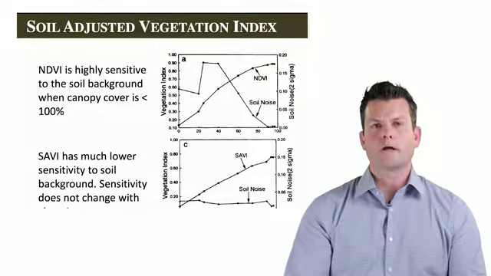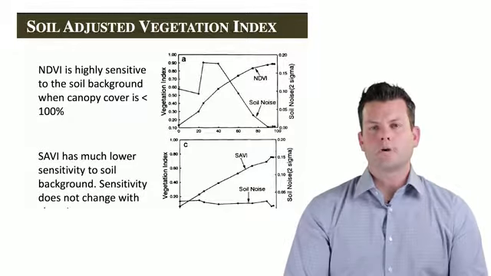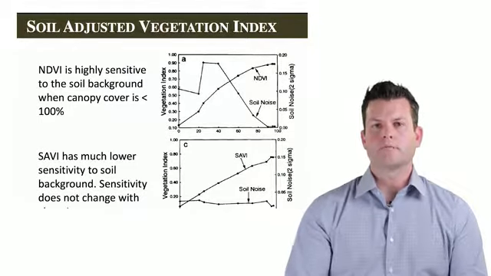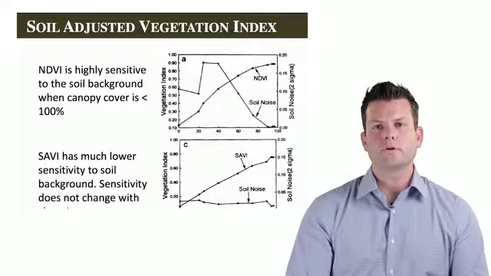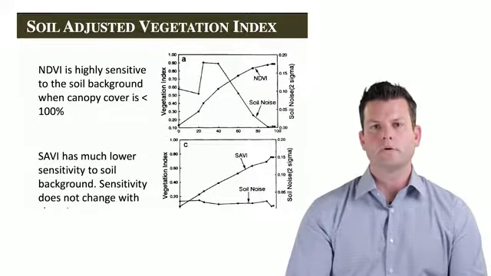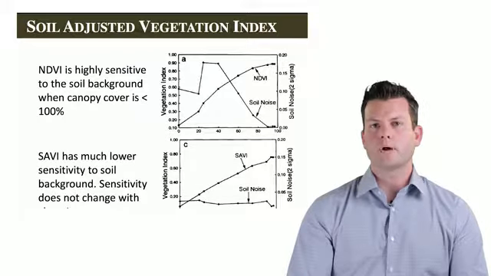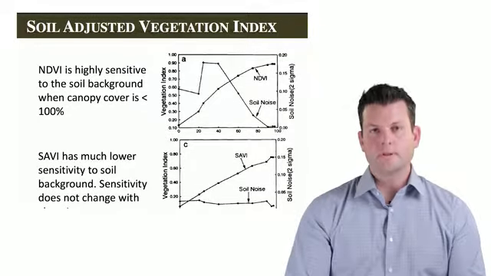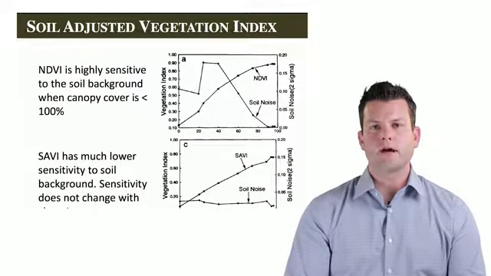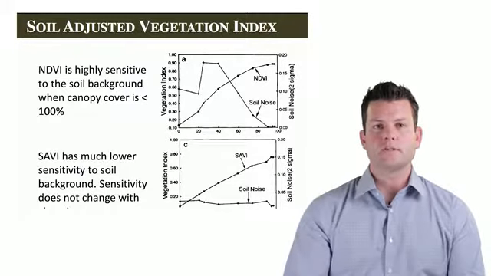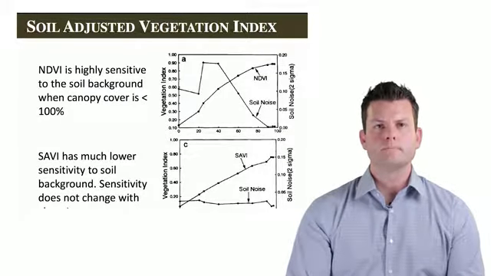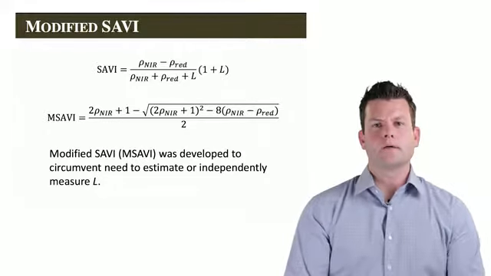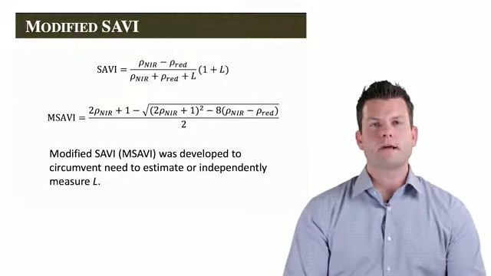On the lower side, you can see that SAVI is also sensitive to changes in the percent green cover in a pretty linear fashion, but across that entire gradient of green canopy cover, the noise contributed by soil is relatively flat, somewhere around 10%. That's a major improvement over the standard NDVI for using this vegetation index in areas where we have low percent cover of vegetation. Okay, so that brings us to the next vegetation index, which is the modified SAVI.